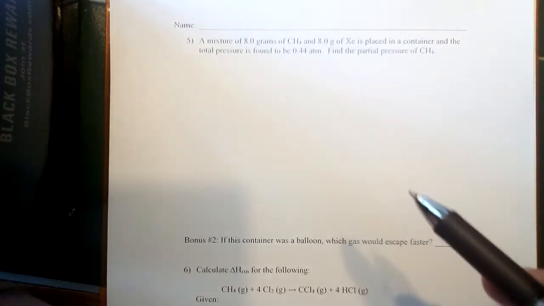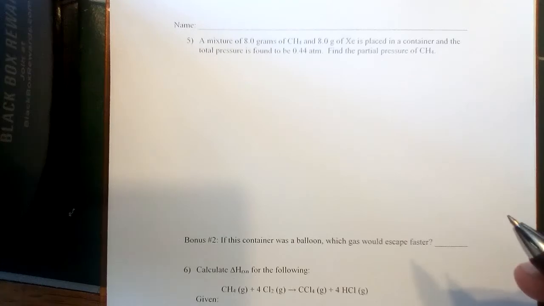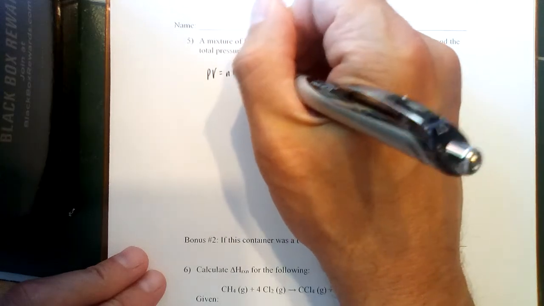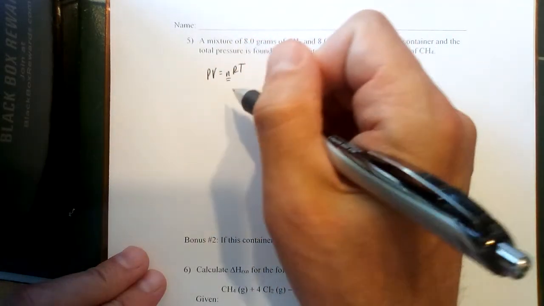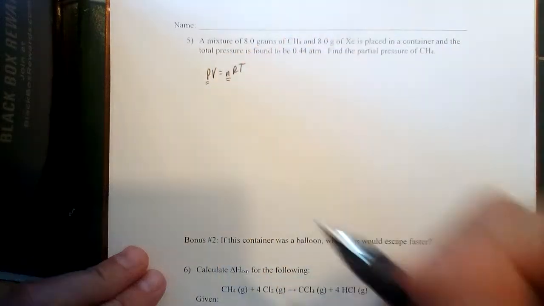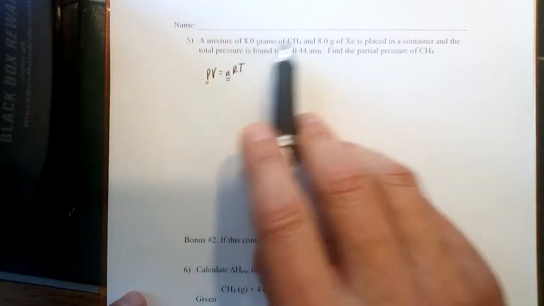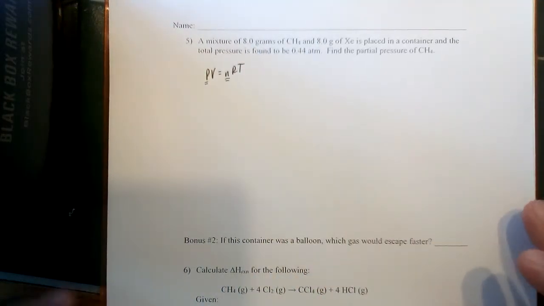So what's important to recognize about this problem is that if we think about our relationships here, PV equals nRT, moles is on one side of the equation and pressure is on the other side. And that means that the pressure is directly related to how many moles are present of a gas. If we keep the temperature and the volume the same and the moles go up, the pressure is going to go up.